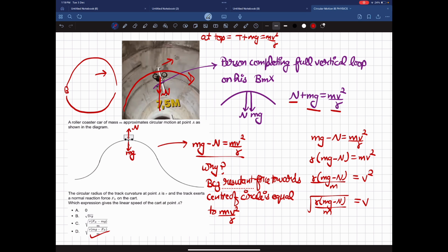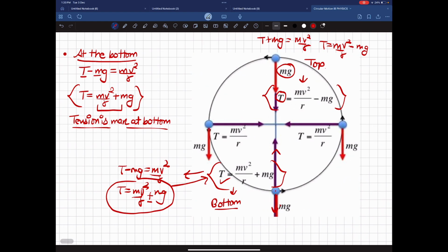Let's say there is a bowl and someone is going like this. So at this point, normal will be upwards, mg will be downwards. So you can say normal minus mg is equal to mv square by r. It's exactly the same case. It's just that in place of tension, now you will use the normal reaction force. Alright. Here tension was applied, but if tension is not there, if a rope is not there, then normal should be there, because the person is in contact with the surface now. Got it?